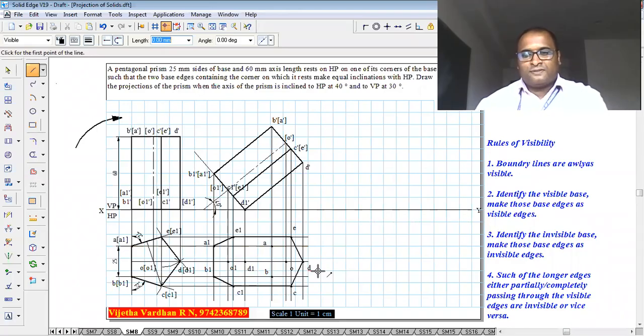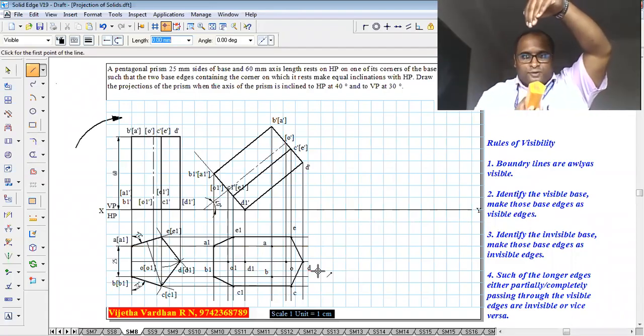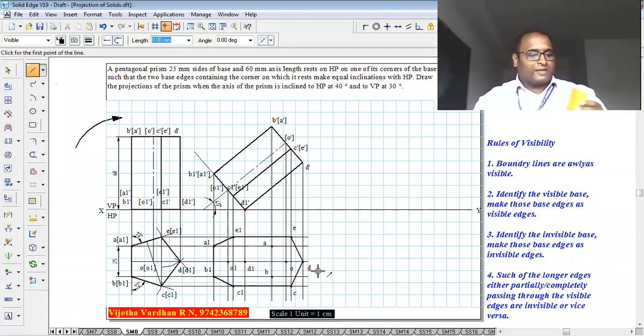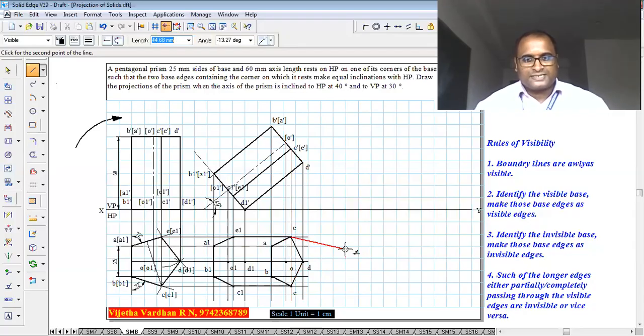Now identify the visible base and make those base edges as visible line. Now when it is going to be inclined in the clockwise direction, obviously the top base is visible from the top to the observer. Henceforth, the top base is visible. The top base is mentioned by A, B, C, D, E. That is from A dash to B dash, B dash to C, C dash to A, like this. That is, these base edges, that is A, B, C, D, E, is supposed to be shown as dark lines. That is what the point number 2 says.